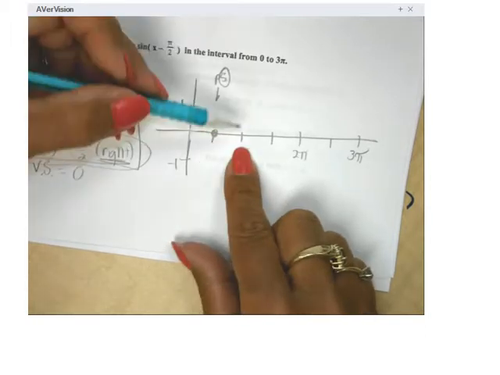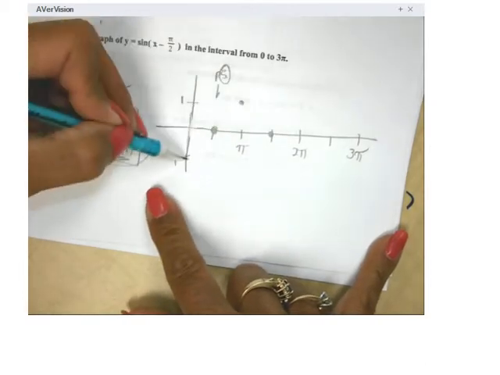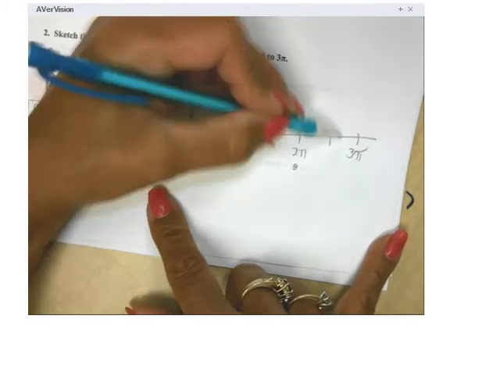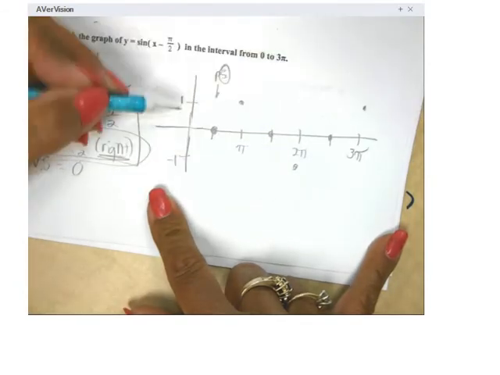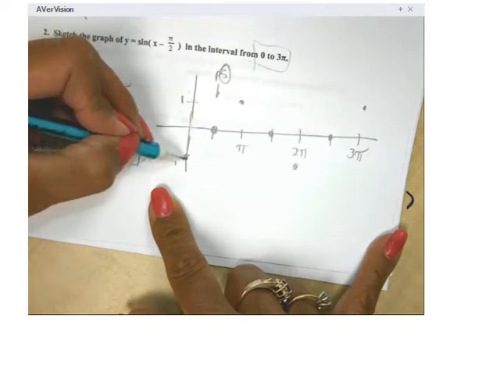So that will be up at a high. And then we go to a middle. And we go over another critical point, and another critical point, and another critical point. And notice we have to graph from 0 to 3 pi. So we are going to have to back this up.